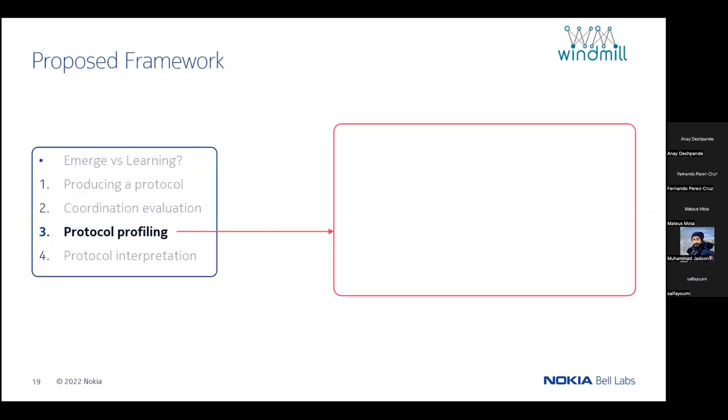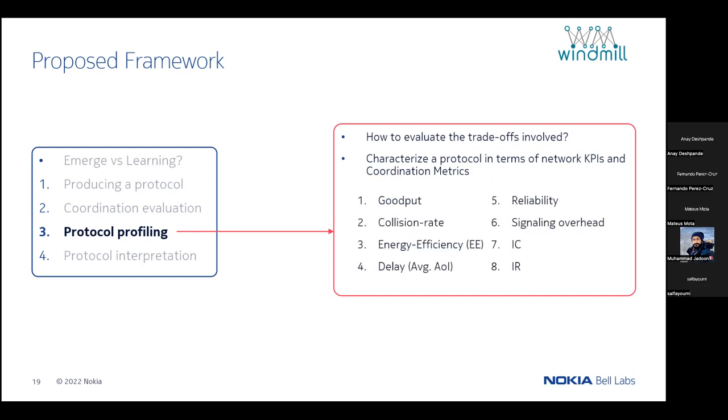And the last one is, okay, I look at those things, but how can I compare protocols? Like how do I know the trade-off? When I reduce the signaling, am I getting a higher collision rate? What's the trade-off that I'm paying? And in this case, we have the step of protocol profiling. So how to evaluate the trade-offs involved here? And mainly it is to try to characterize a protocol in terms of the network KPIs and also the coordination metrics.